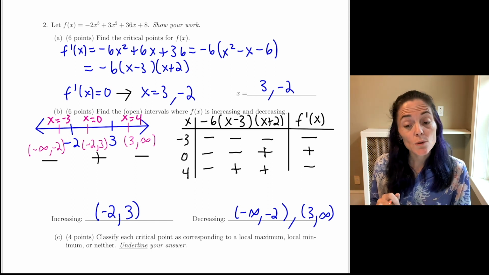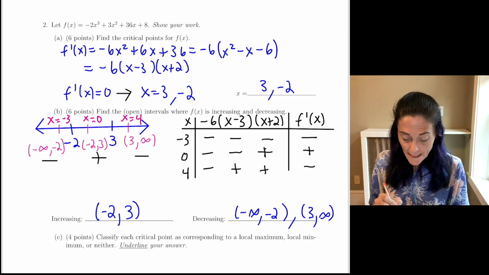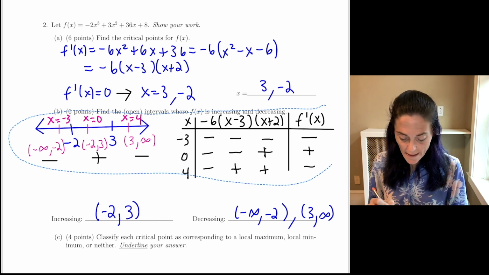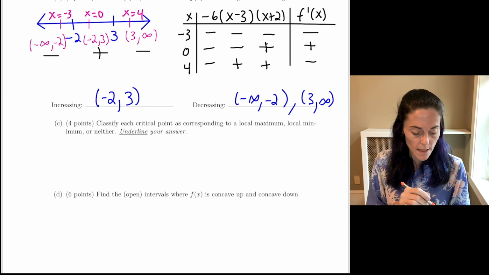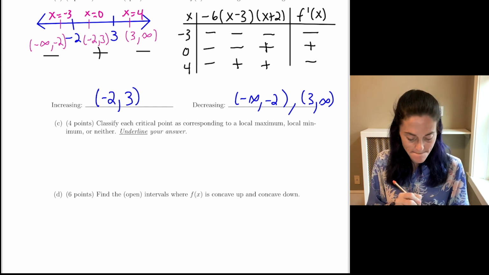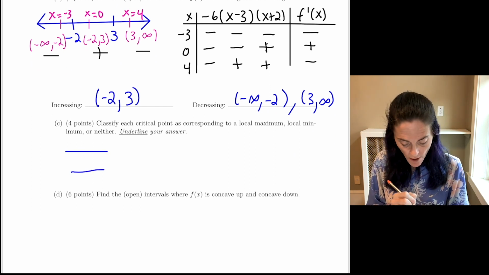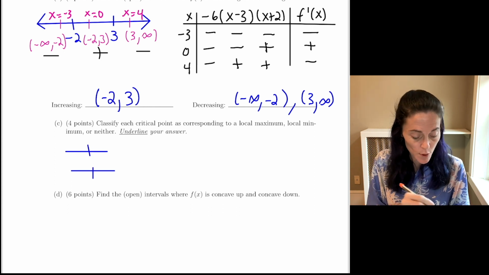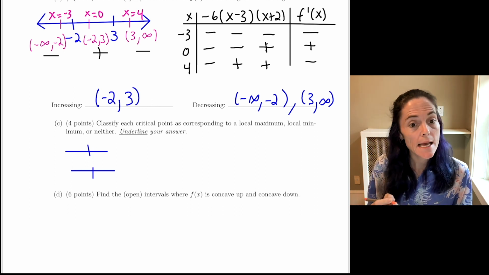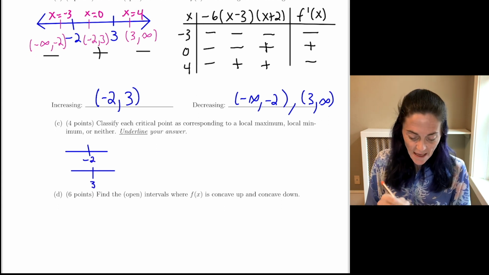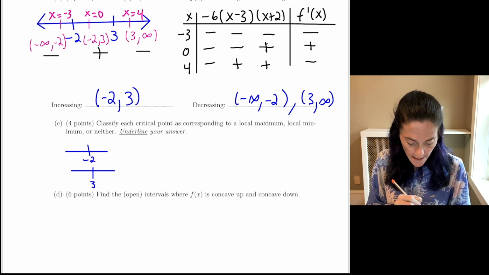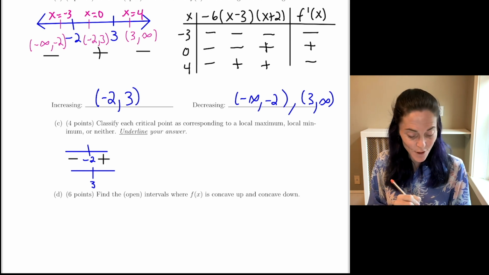Now, use this. We want to classify each critical point as corresponding to local max, local min, or neither. So I will typically just redraw my number line right around each critical point. So my two critical points are -2 and 3. And for -2, it went minus, plus. For 3, it went plus, minus.